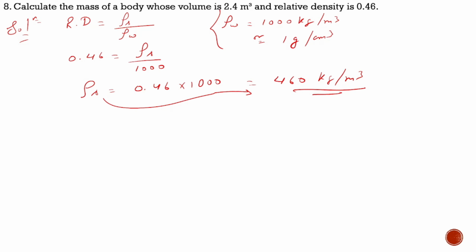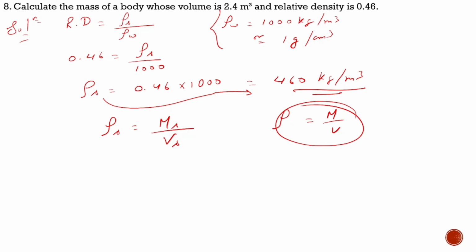Now we know the formula of density. Density of substance is equal to mass of substance divided by volume of substance, because what is density? It is nothing but mass per unit volume. So for the substance we have density as 460, mass of substance divided by volume. What is the volume? 2.4 meter cube. Let's leave the units. So mass of substance will be equal to 460 multiplied by 2.4. So let us multiply 460 by 2.4.